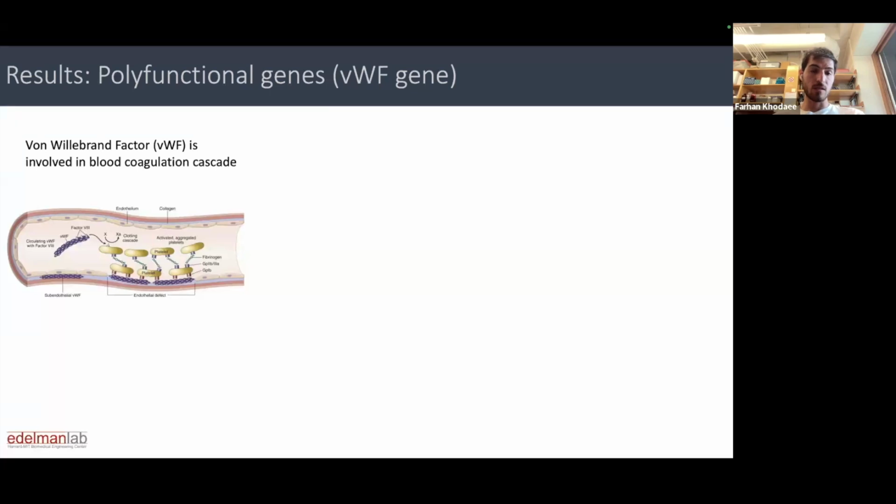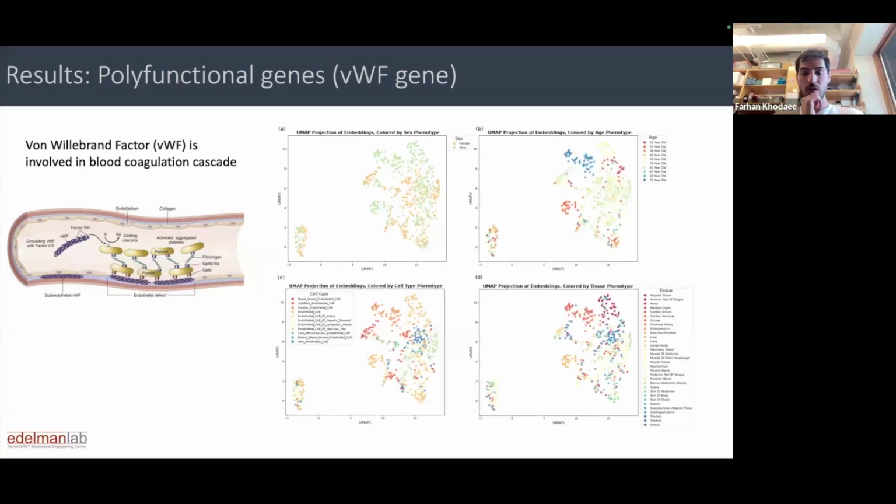Endothelial cells express VWF, and when there is some type of injury, they interact with platelets and create massive structures that try to do regeneration and prevent bleeding. Looking at the VWF gene across different phenotypes, we identified two major clusters of VWF. These clusters were identified based on embeddings of VWF.